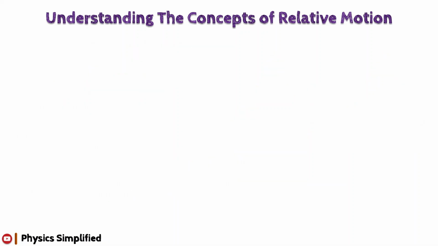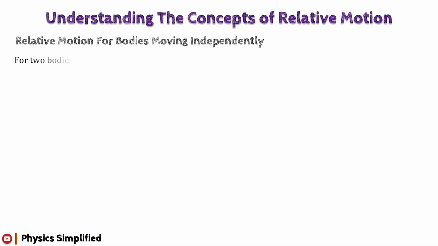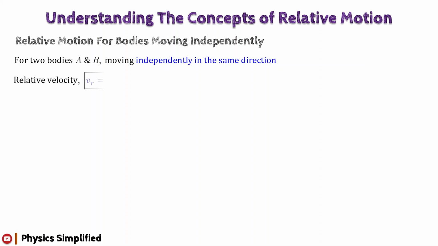Let us now consider relative motion for bodies that are moving independently. If two bodies, A and B, move independently in the same direction, relative velocity between them is given by v_r is equal to v_A minus v_B. This is equal to the magnitude of the vector subtraction of v_A and v_B. It must be remembered that the difference is a positive difference.